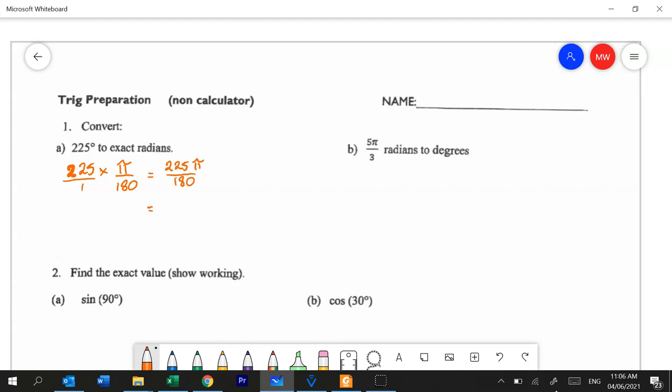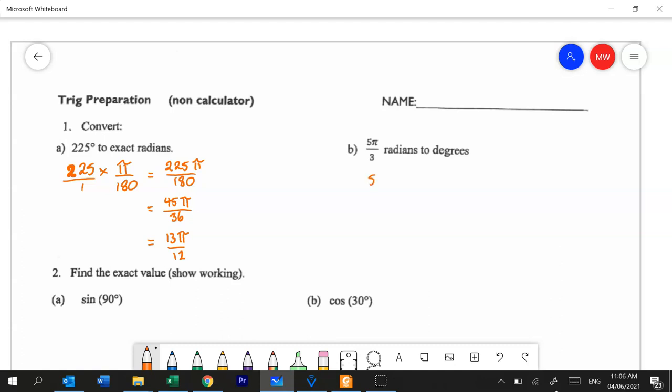It's a non-calculator, so maybe we'll try dividing both sides by 5, so that will become 45 pi over 36. And it looks like I can put 3 into both of those as well, so I might simplify again to 13 pi over 12.